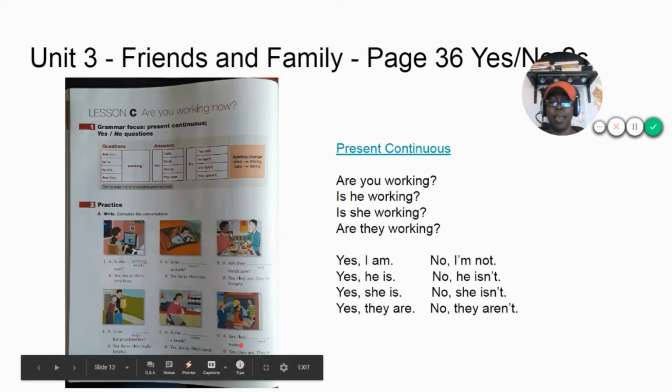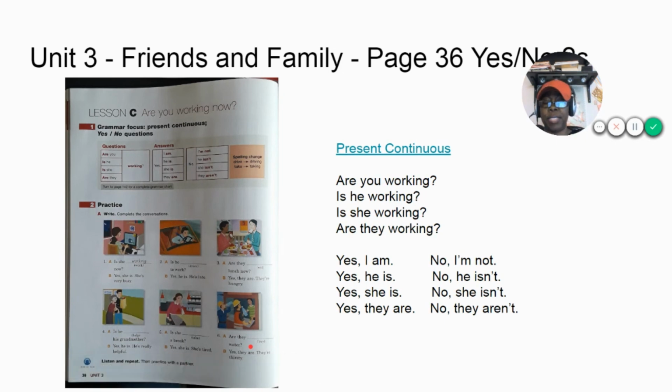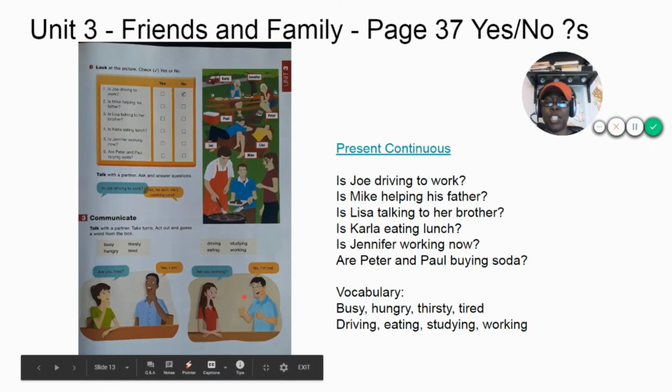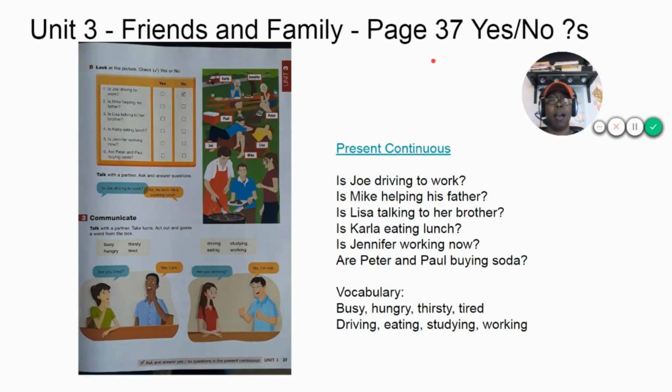Are they buying water? Buy, I almost couldn't see that. Are they buying water? Yes, they are. They are thirsty. All right, so let's look at our last slide for this section. Page 37 of our yes, no question. And this is what page 37 should look like for you.